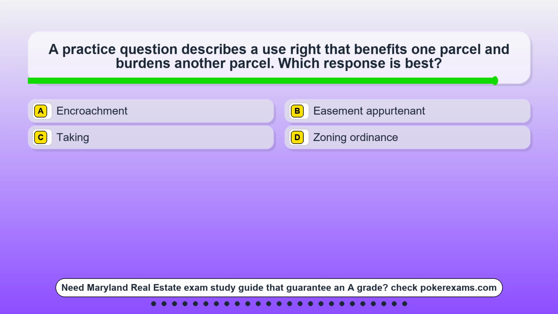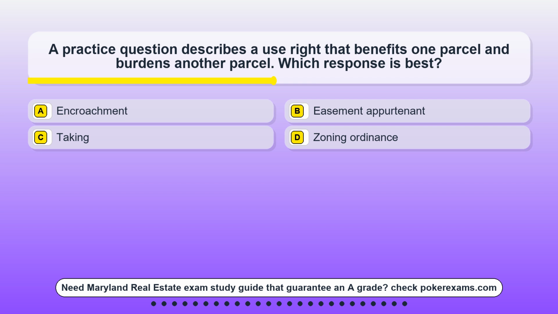Question 19. A practice question describes a use right that benefits one parcel and burdens another parcel. Which response is best? Option A, encroachment. Option B, easement appurtenant. Option C, taking. Option D, zoning ordinance.